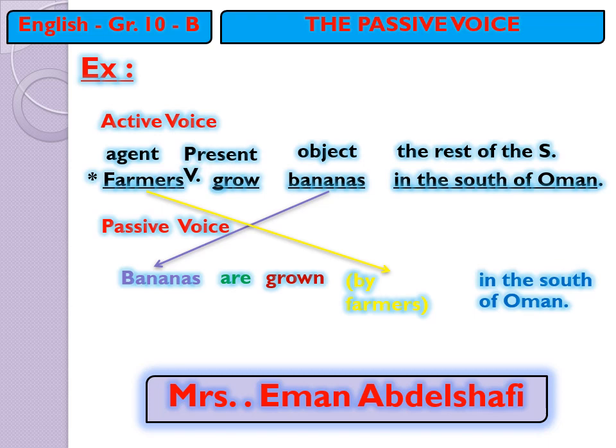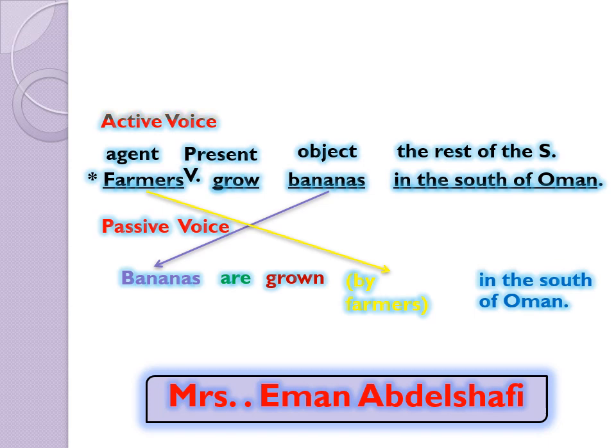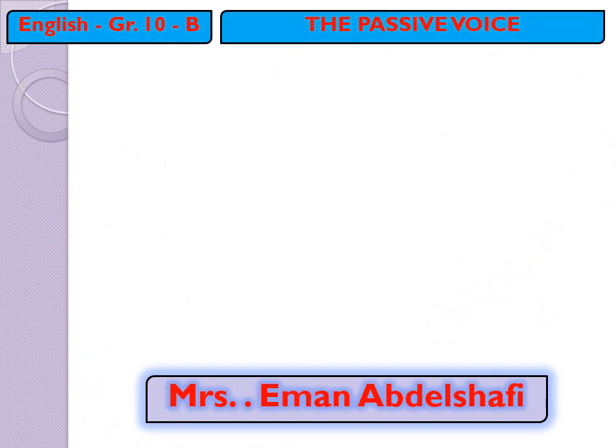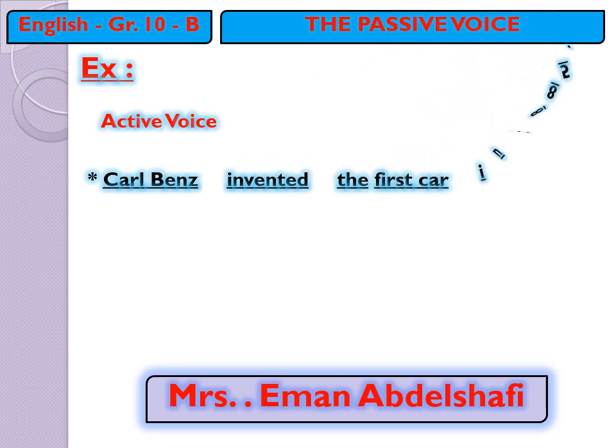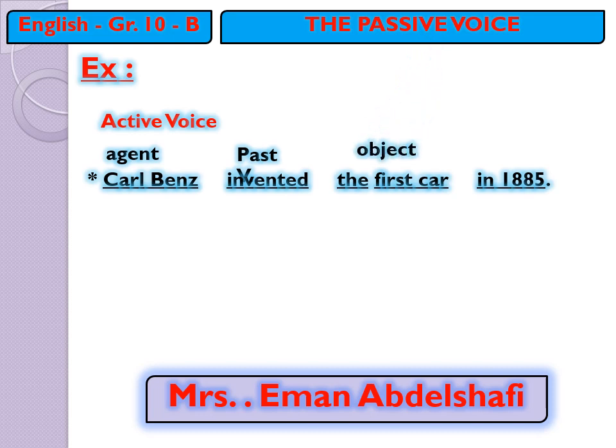Let's move to another example. The active voice: Carl Benz invented the first car in 1885. So, Carl Benz is the agent, invented is a past verb, the first car is the object, and in 1885 is the rest of the sentence.